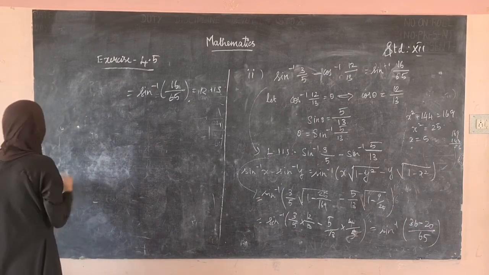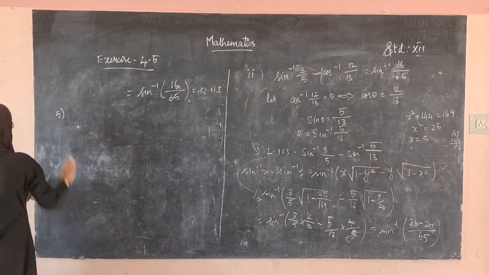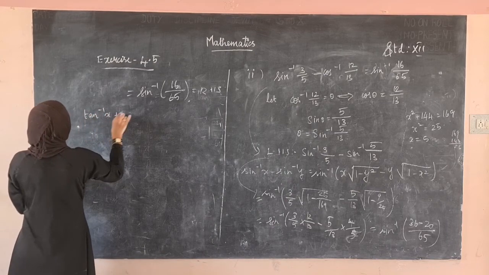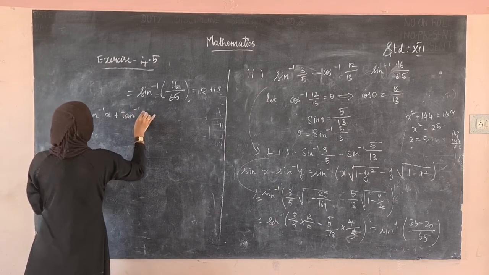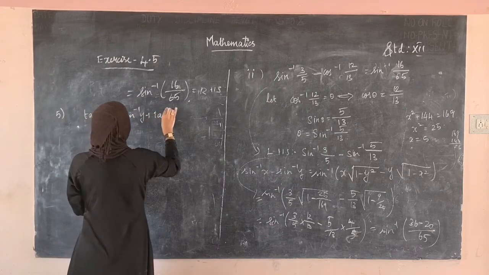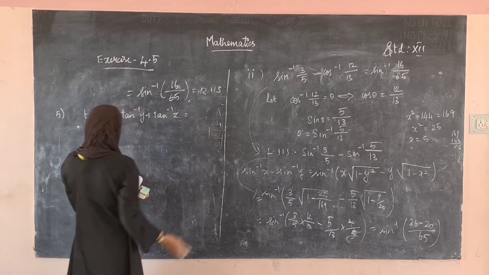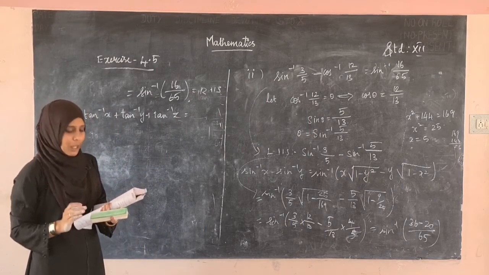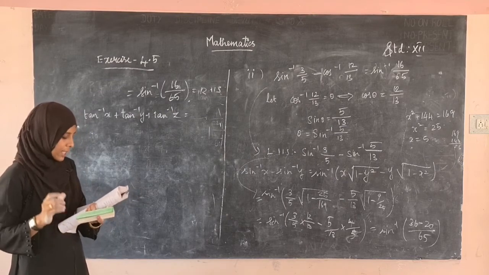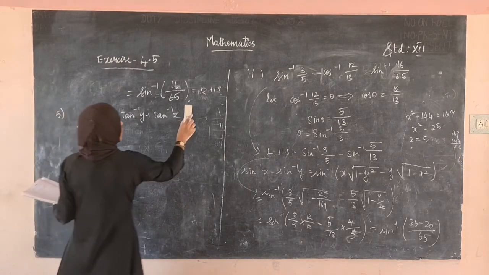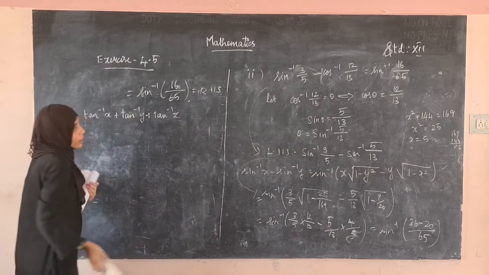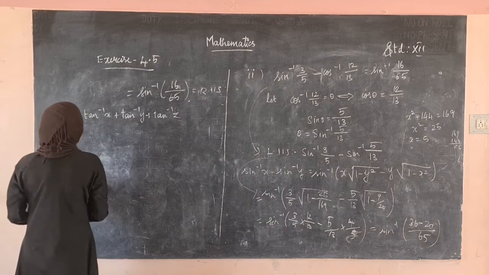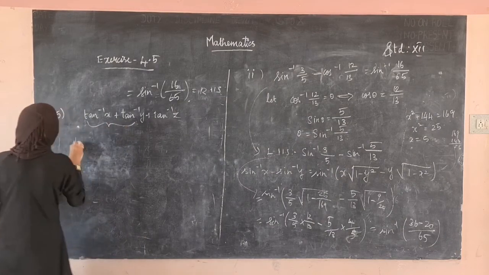Okay, now the fifth sum. Prove that tan inverse of x plus tan inverse of y plus tan inverse of z is equal to tan inverse of x plus y plus z minus xyz divided by 1 minus xy minus yz minus zx. We already know tan inverse of a plus tan inverse of b, but we don't know it for 3 terms, right? So now let us do 2 by 2. Let us take this alone.